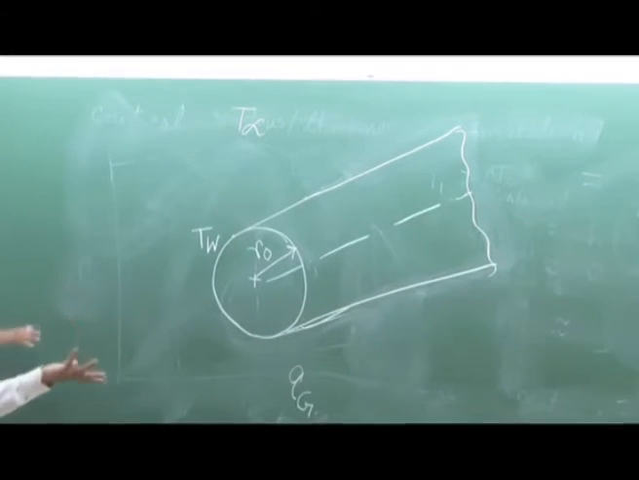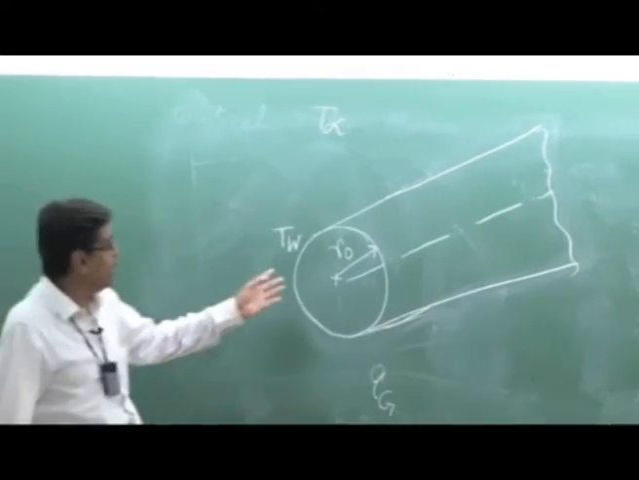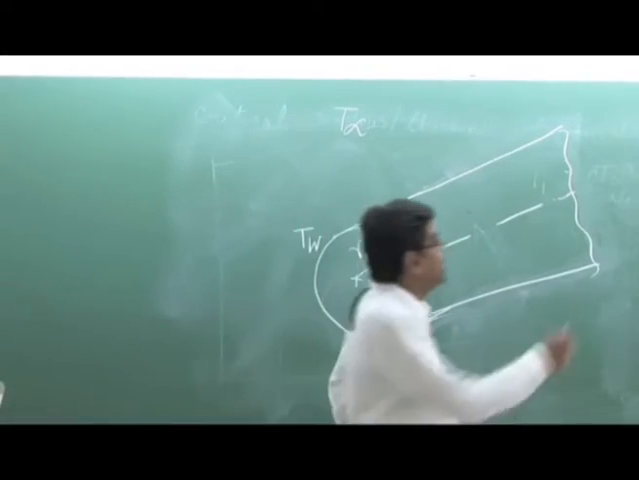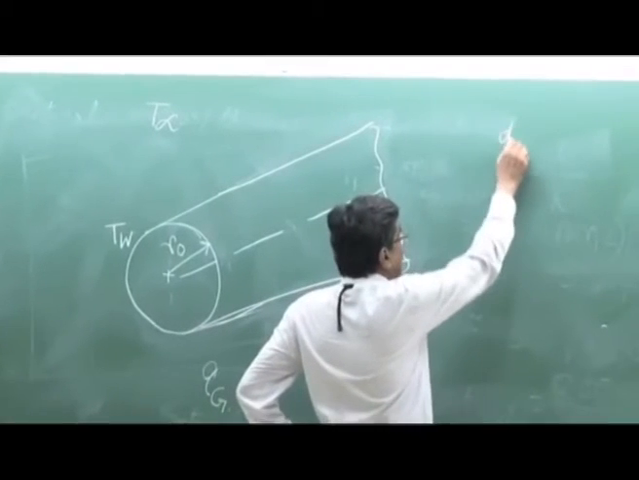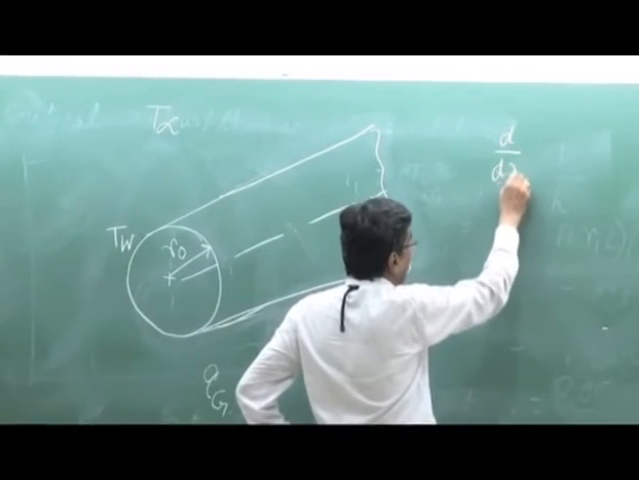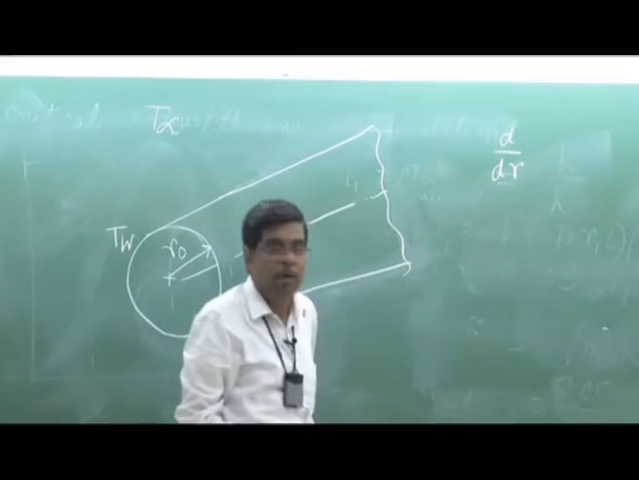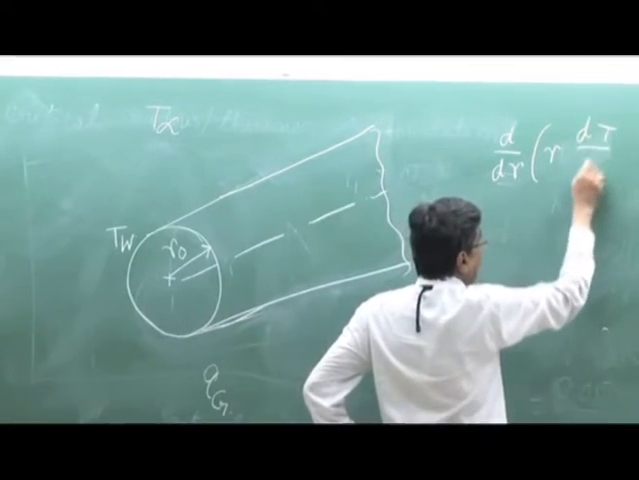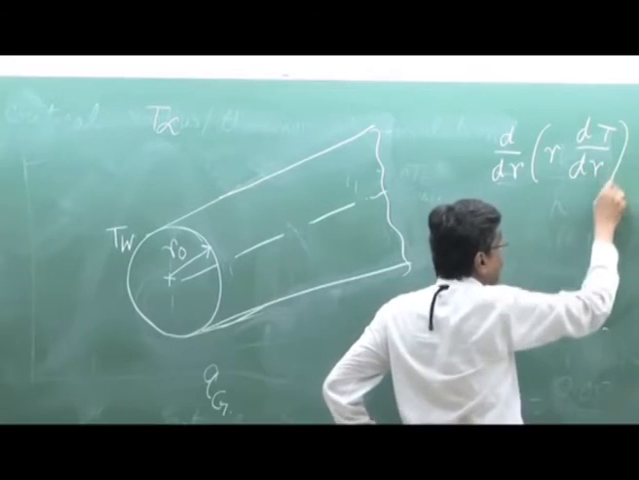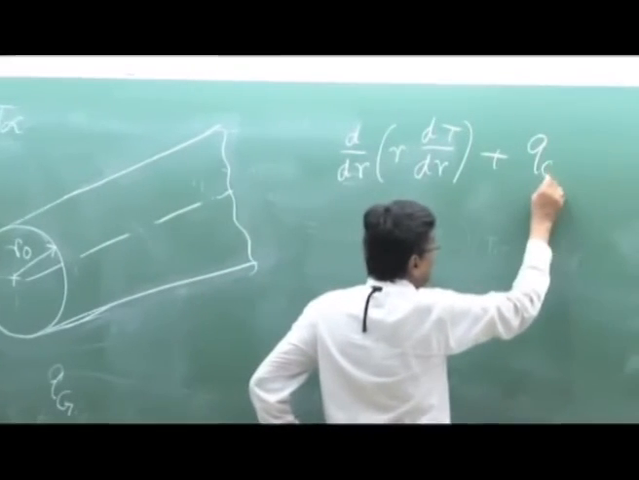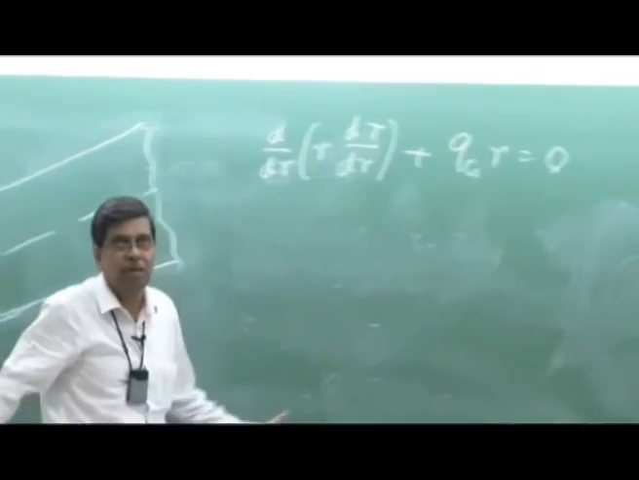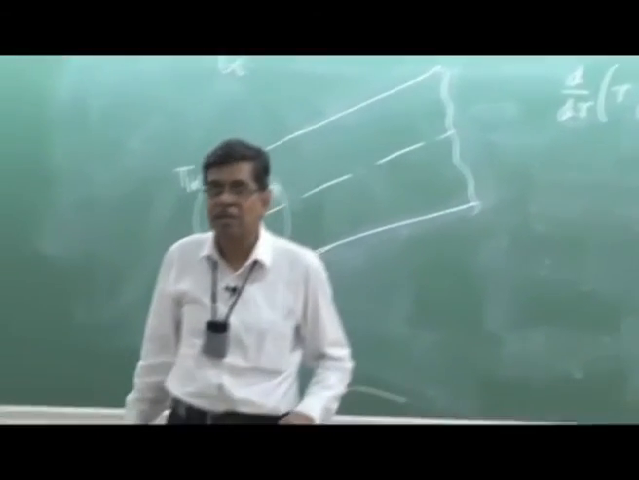Now, therefore, we have compiled this to our software language that there is a cylindrical element. Now, where from will we start? We will start from this, that we know d/dr of r dT/dr plus qg into r is 0. Where from do we get it?